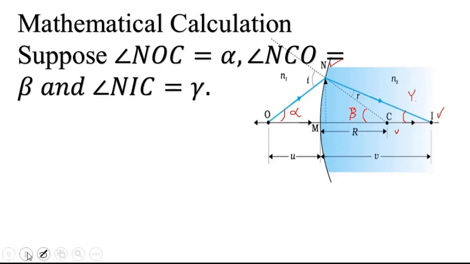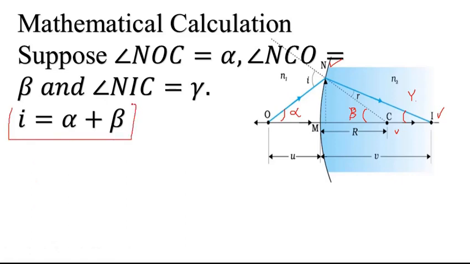So now we recall the relationship between the exterior and interior opposite angle in a triangle. So we consider the triangle NOC. In NOC, I is the exterior angle and the interior opposite angles will be alpha and beta. So we have no problem to understand at this step. Here I equals alpha plus beta.